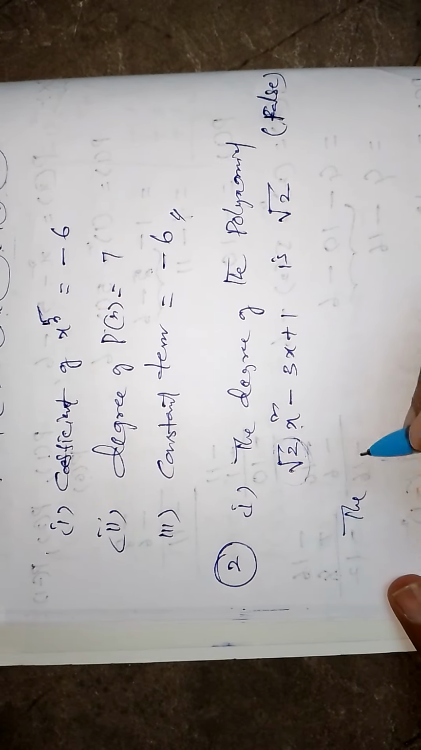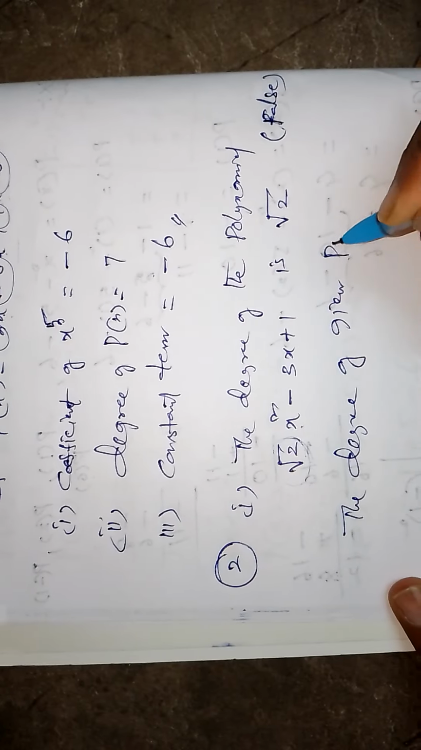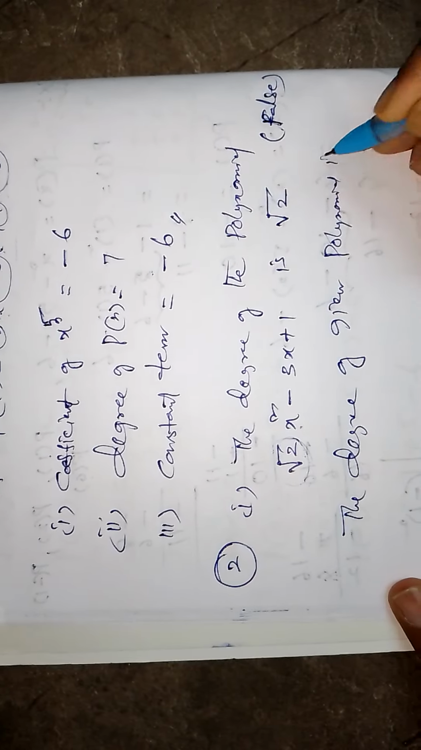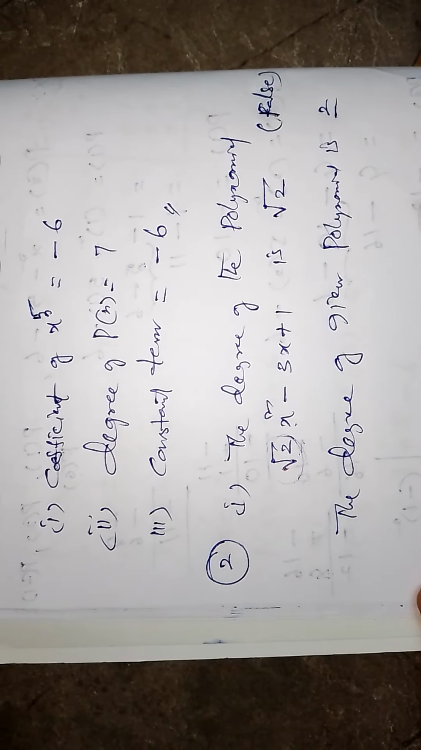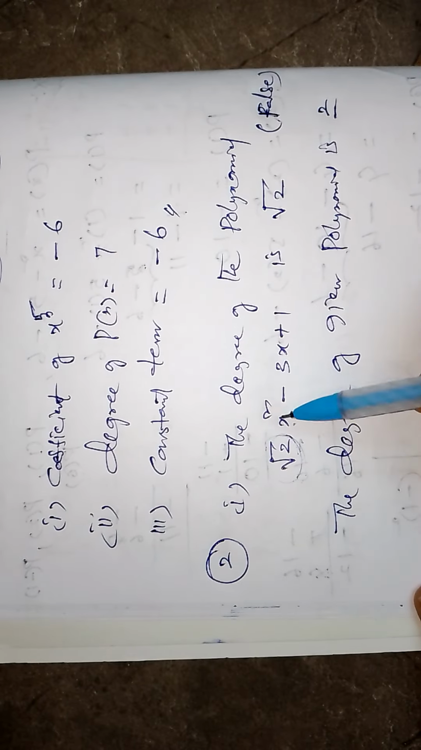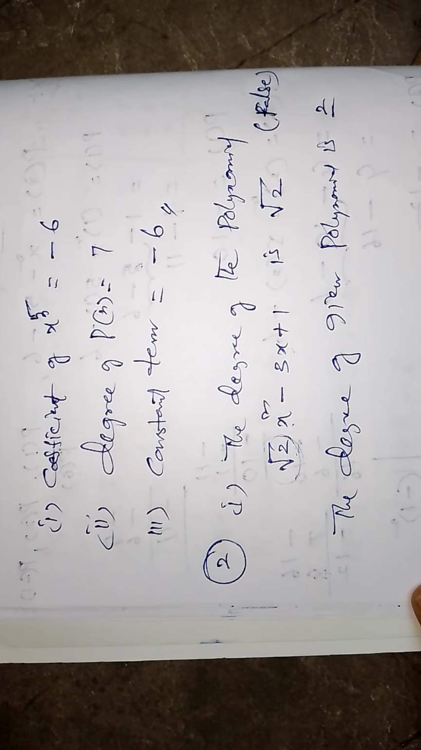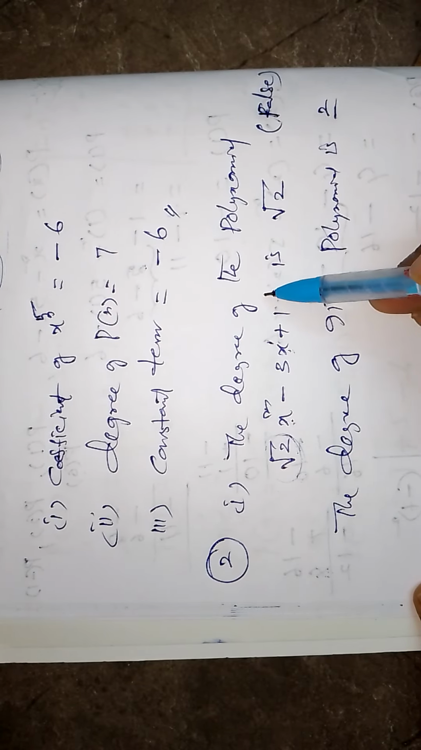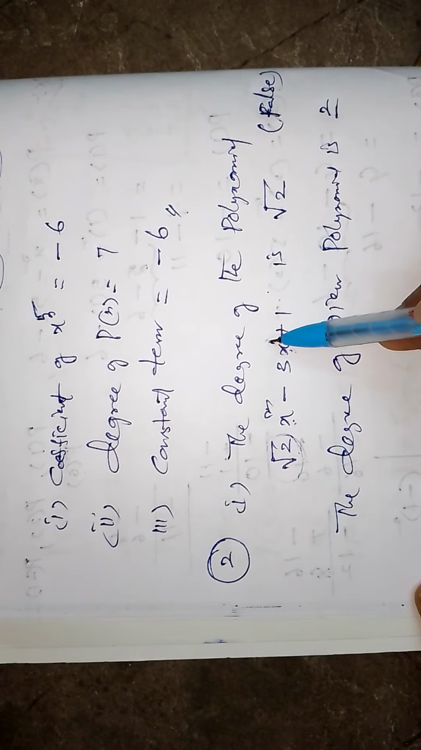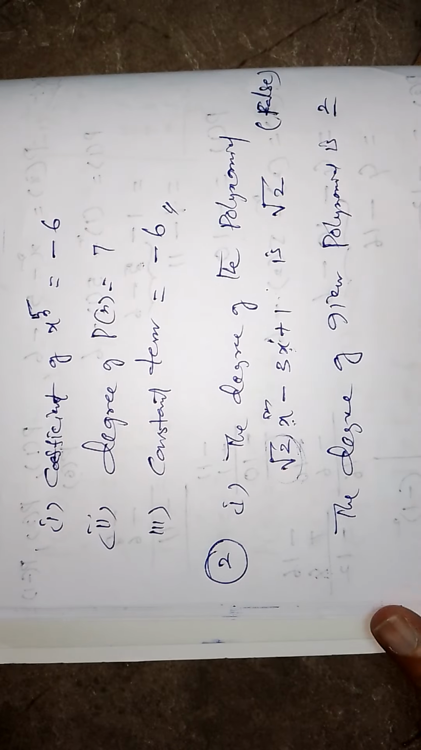Actually, the reason is the degree of the given polynomial is 2. Why? Because you know how to find the degree of any polynomial. We take the power of the variable in each term. Among them, you choose the greatest one. The power of the variable in the first term is 2. The power of the variable in the second term is 1. And in the last term there is no variable. If there is no variable, we have to think 0. 0, 1, 2. Among them 2 is the greatest. So you have to say that the degree of the polynomial is 2, not root 2.